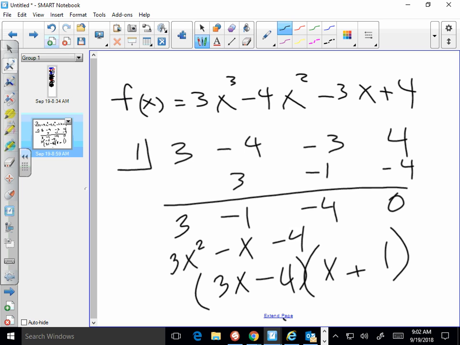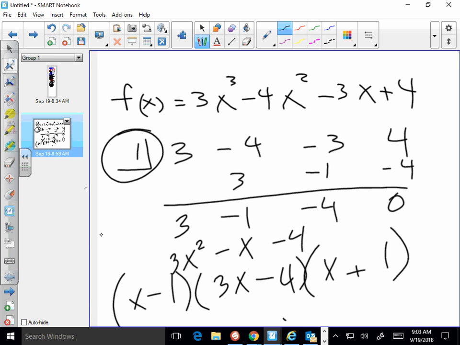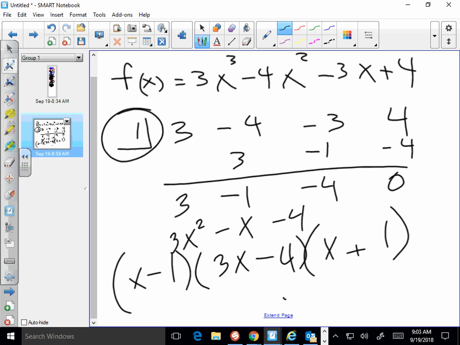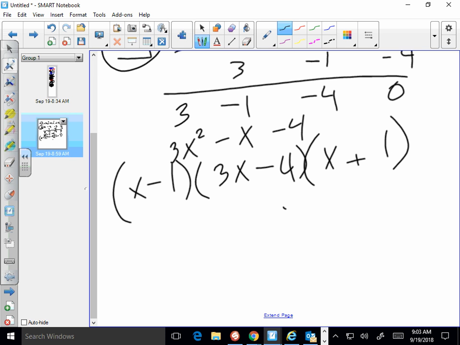Hey, Emma, is that the complete factorization? What are we missing? So what factor does this 1 create for me? X minus 1. Now we have the complete factorization. But Sadia, oh no, I meant to ask the question, what are all the zeros of this function? And so how do I go from the complete factorization to a list of zeros?